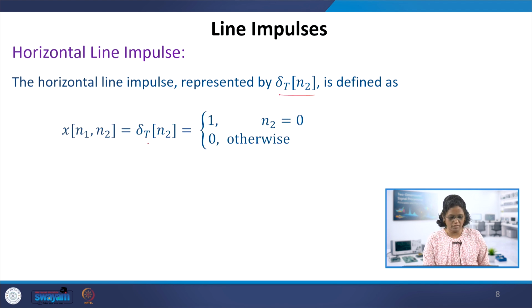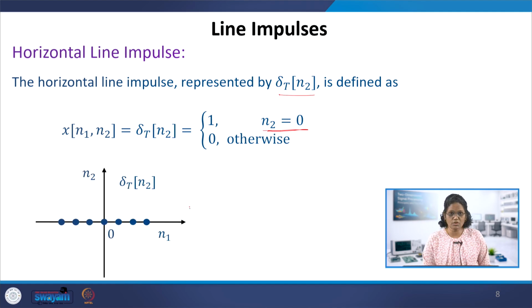This is obeying the equation L of n1 comma n2 is del t of n2, which is 1 for n2 equal to 0. So n2 is 0 and n1 can take any other values. If we visualize this in the picture, you can see n2 is 0 for all the cases, but n1 can take any value from minus infinity to plus infinity. That is, n1 is 1 here, 2 here, 3 here, and so on. It will continue. Similarly, on this side it is -1, -2 and -3 and so on. So n1 can take any value.